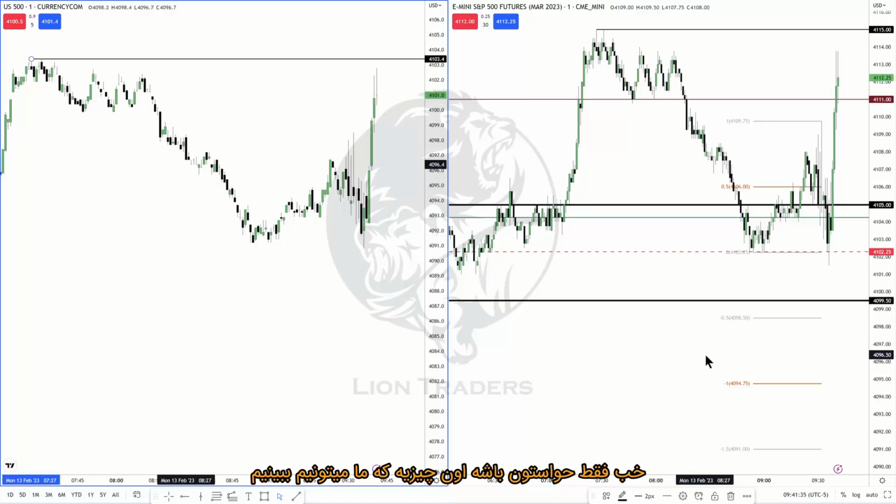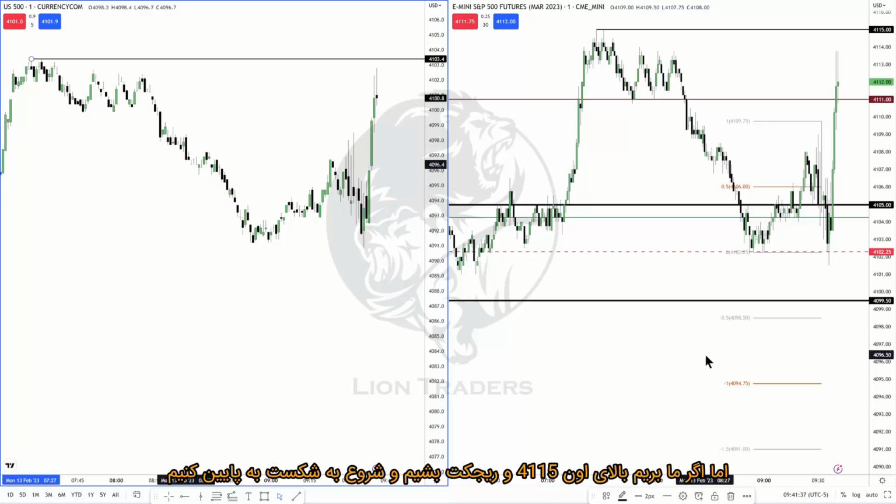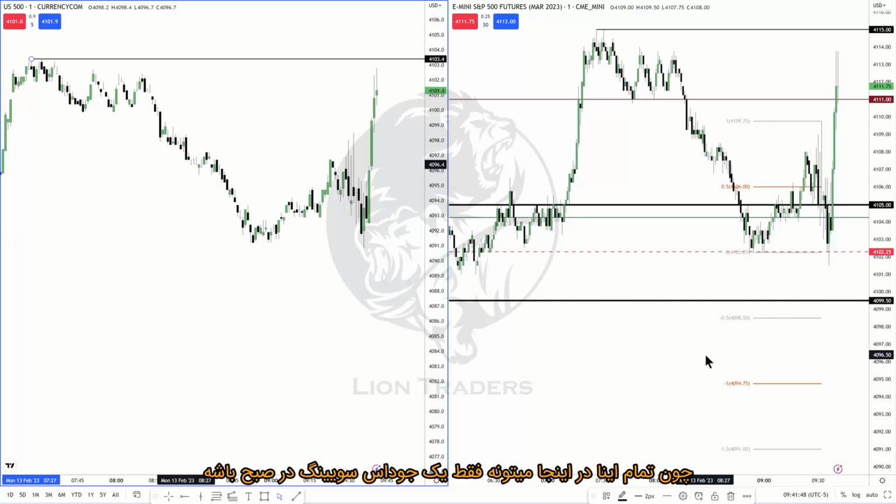Just be mindful that's what we could see. But if we get above that 41.15, reject that and start to break down, then I would look for it to try to return back to Friday's closing price. Because all of this right here could be just the Judas swing for the morning.